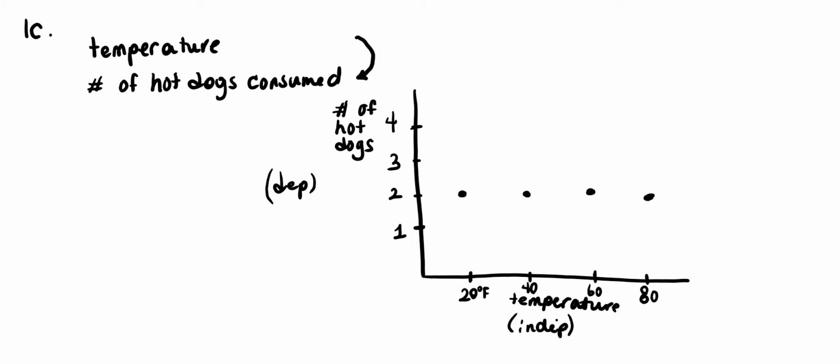So now when I combine these lines, what I get here is just a horizontal line. And that's what it means to say that there's no relationship between these two things. When it's cold, people are eating the same number of hot dogs as they are when it's warm. There's really no relationship between the temperature and the number of hot dogs consumed. And so this matches panel D. Okay, and now let's move on to part E.